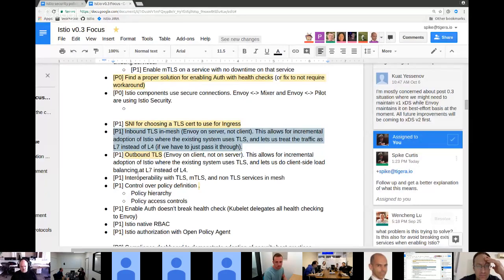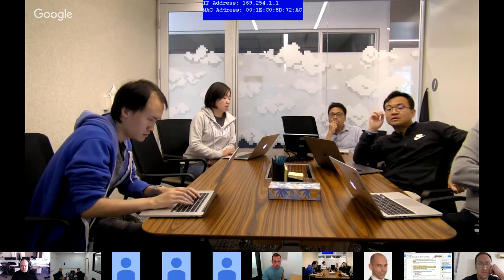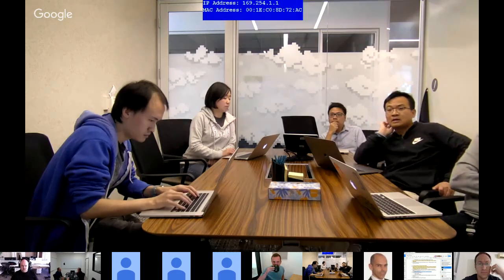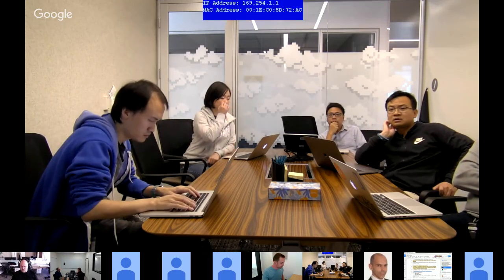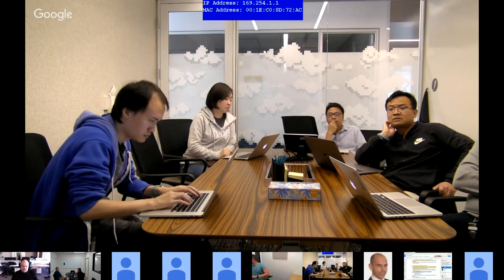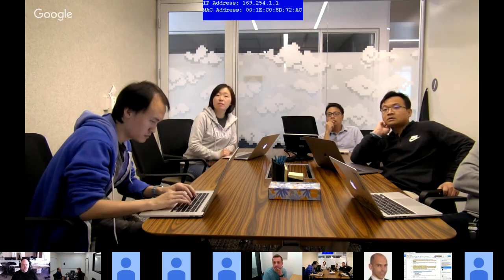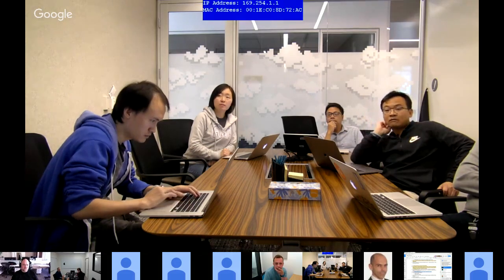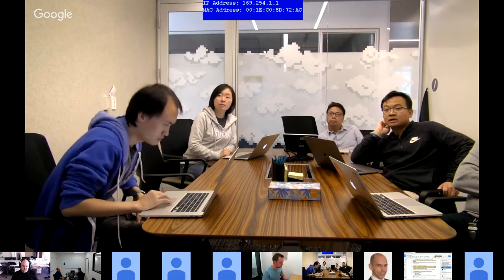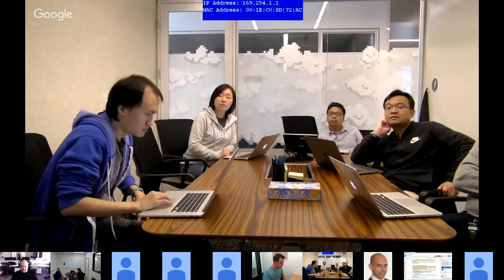Okay. The next one is interoperability with TLS, MTLS, and non-TLS services in the mesh. I'm not exactly sure what we're trying to say here. I feel like there is a lot of overlapping. This one seems to overlap with the previous two. Yeah. So, Spike, how about we work offline with Sven? Let's clarify these three and make sure we all agree. Yep, with these items. Thanks. Okay.